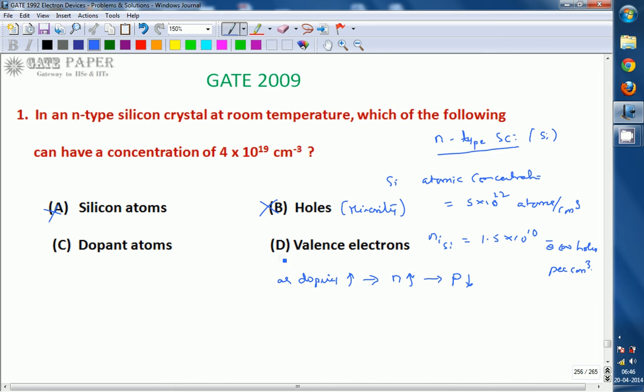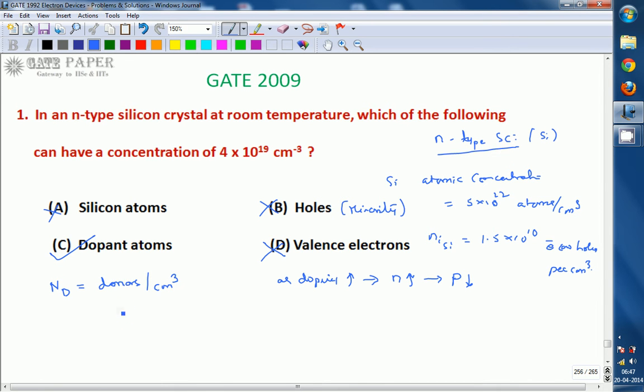Next, dopant atoms and valence electrons. Valence electrons are going to be very, very high, since valence electrons are the electrons in the valence band. So this is also a wrong answer, whereas the right option is dopant atoms. As you add dopant atoms, that is Nd, the donor concentration, to make N-type, it is measured in donors per centimeter cube.